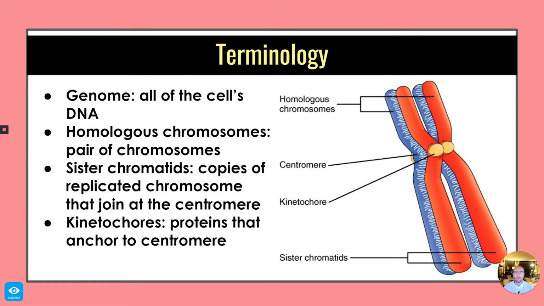The genome is all of the cell's DNA. This includes the code for all the proteins in your body, as well as many regulatory regions. Homologous chromosomes are the pair of chromosomes. You're going to have two copies, one from each parent, and these are going to have many similarities, but also some differences based upon what features and traits you got from each parent.